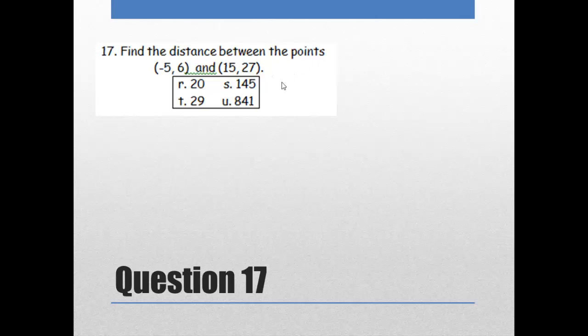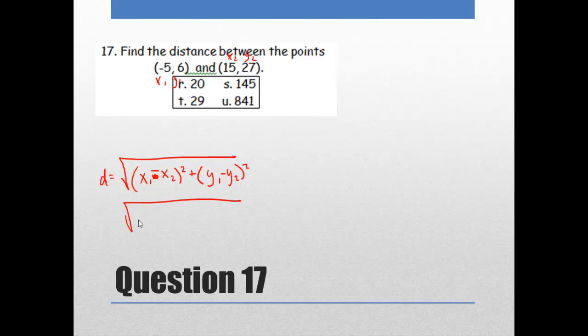Find the distance between the 2 points. So for this one, you're going to have to use your reference sheet and use your distance formula. That should be d equals the square root of x1 minus x2 squared plus y1 minus y2 squared. Alright, so let's label these x1, y1, x2, y2. So we're going to have negative 5 minus 15 squared plus 6 minus 27 squared.